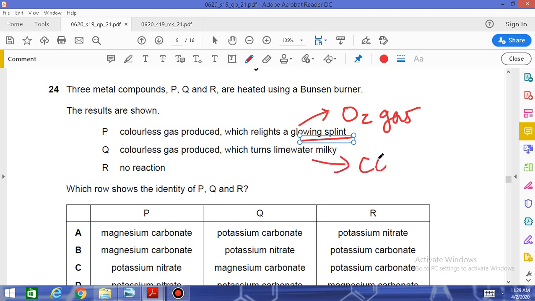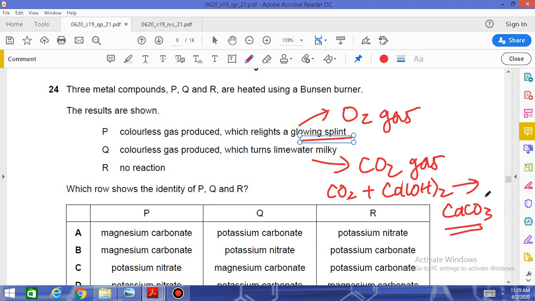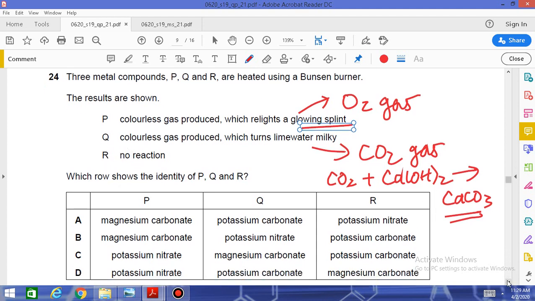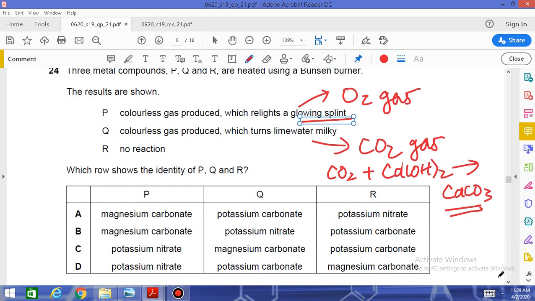So this is carbon dioxide gas. When it reacts with lime water, calcium hydroxide, calcium carbonate is produced. So it makes the lime water turn milky. Okay. And R, no reaction. No reaction for R when R is heated using a Bunsen burner. Okay, let's see. Which row shows the identity of P, Q, and R?